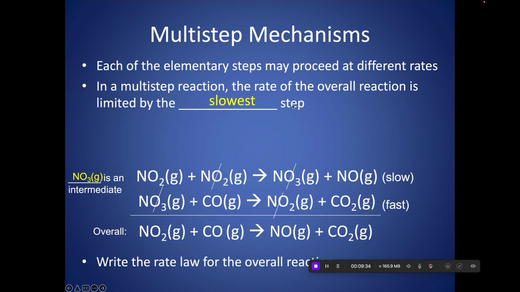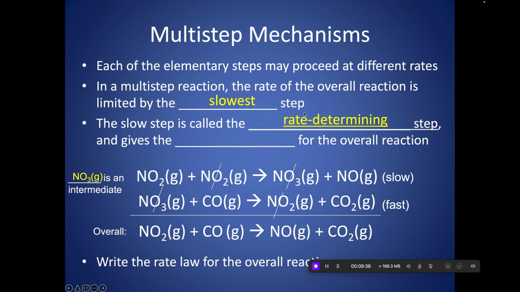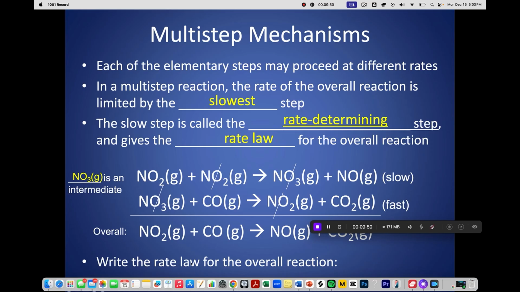So it's always the slow step that limits your rate law. We call that the rate determining step, or sometimes the rate limiting step. And this is what's going to give us the rate law for the overall reaction. So even though I wrote the overall reaction here, and even though the question is asking me for the rate law for the overall reaction, I'm going to my slow step, and that is what I'm going to take my rate law from.